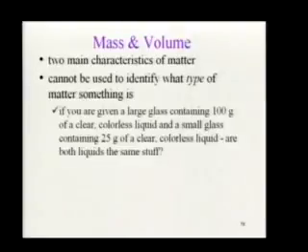For example, if you are given a large glass containing 100 grams of a clear, colorless liquid, and a small glass containing 25 grams of a clear, colorless liquid, are both liquids the same stuff? Well, you don't know by looking. There certainly are a lot of chemical tests that we could do, but what's something very simple that we can do? We can take a given mass of it, take a given volume of it, and then weigh it, or mass it, I guess, on a scale, and see what the ratio is. Do the same thing for the other substance and see if that ratio is the same.